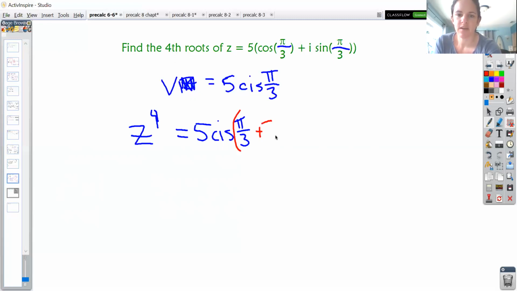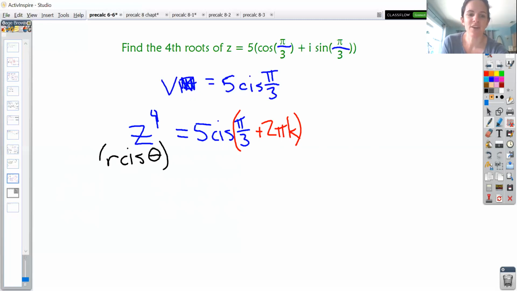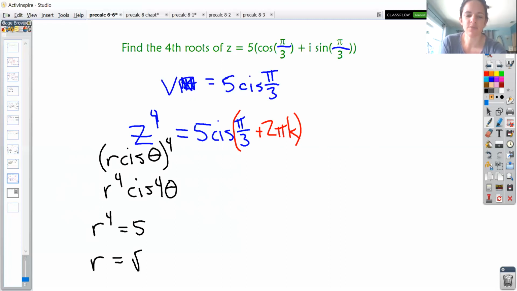It's up to you. I'm going to go ahead and put the plus 2 pi k on here so that I can find all of my angles and not just one of the roots. So remember, z to the 4th is r cis theta. Look, I am going to write it out for you anyways. R cis theta to the 4th, which is r to the 4th cis 4 theta. So then when I equate the parts, I get that r to the 4th equals 5, which means r would be the 4th root of 5. We're just going to leave it like that. And then theta, well, 4 theta would be pi thirds.